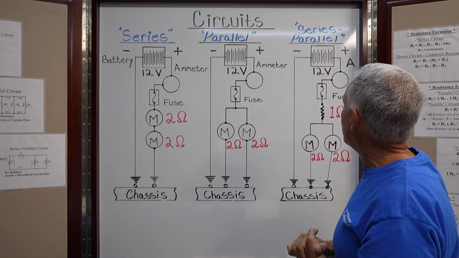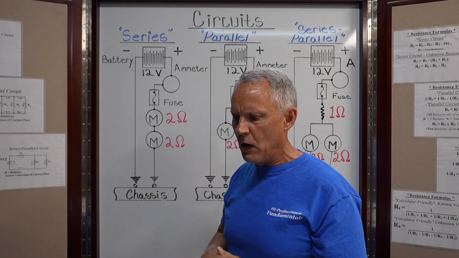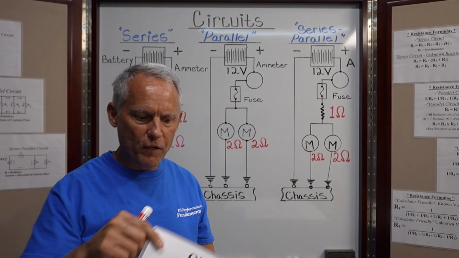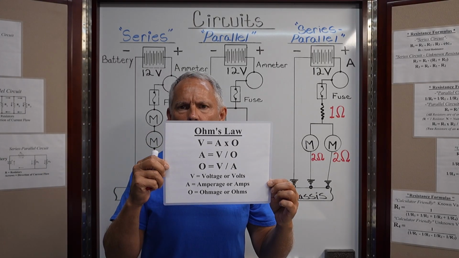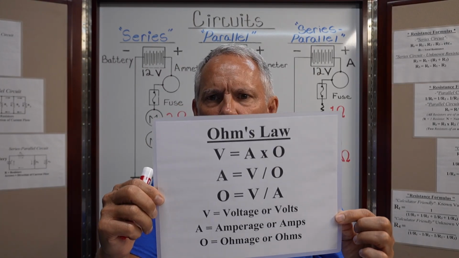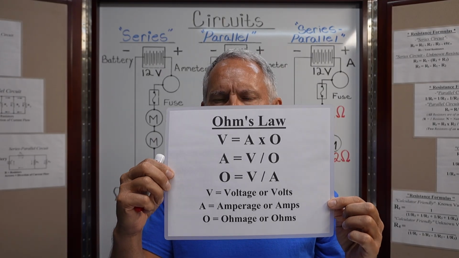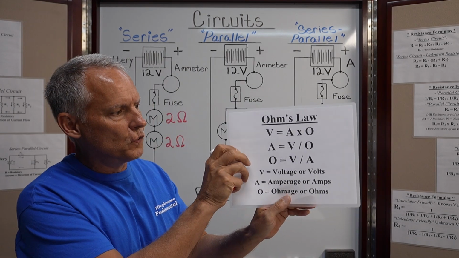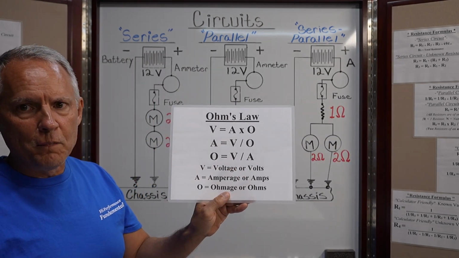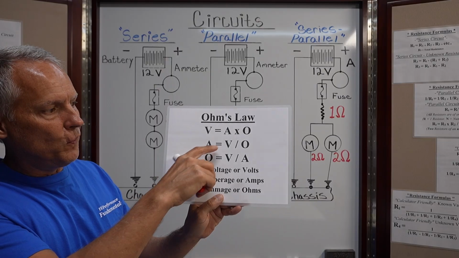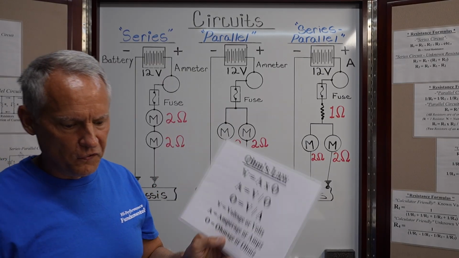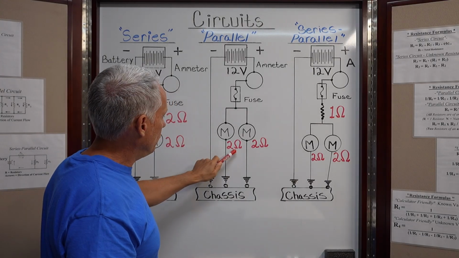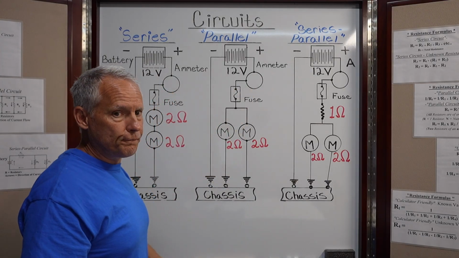So, here are our series, parallel, and series-parallel circuits. We're going to do some really quick calculations on what we already talked about. We're going to use our modified version of Ohm's law. Pretty straightforward. What we're going to try and find in each one of these circuits is amperage. So to do that, we're going to use amperage equals voltage divided by ohmage, or amps equals volts divided by ohms. Simple as that. We know volts. We know the resistance values. Now we're going to calculate the amperage.